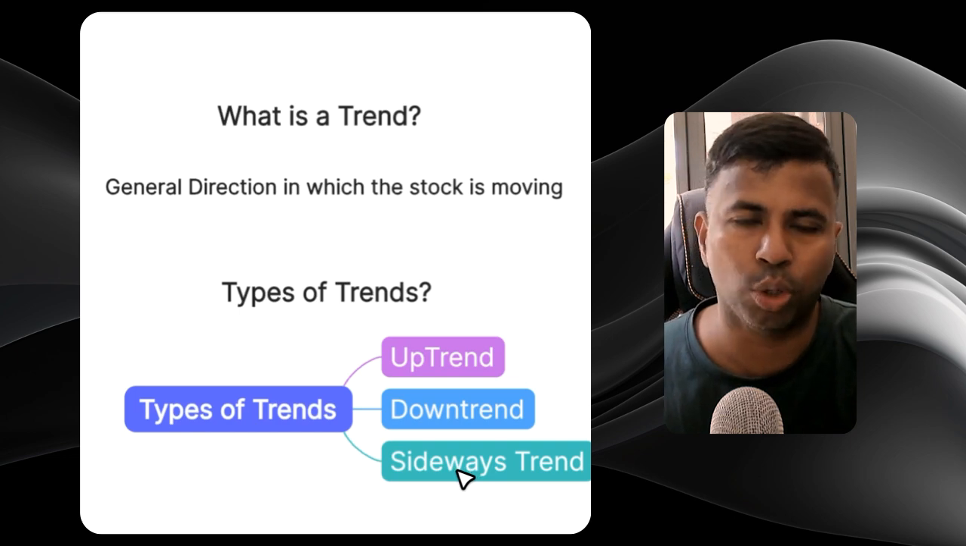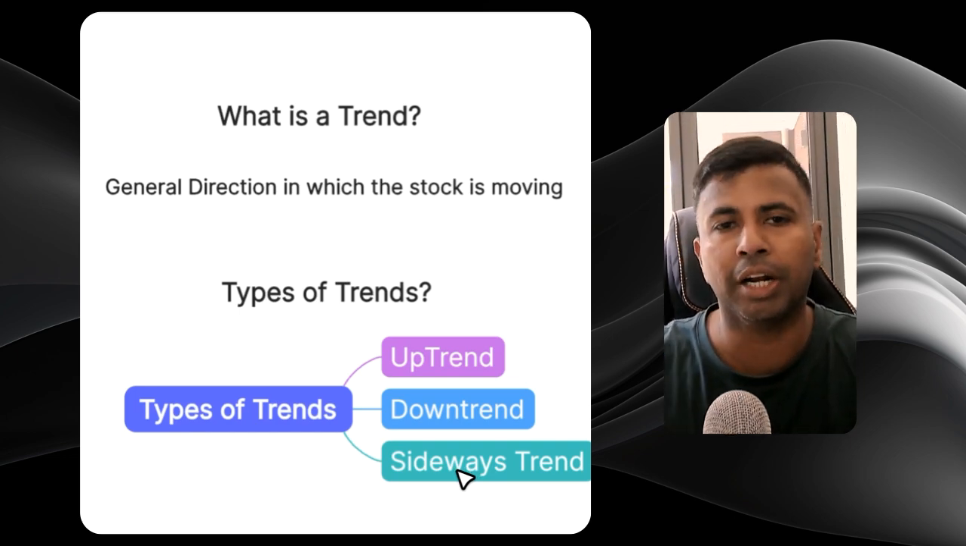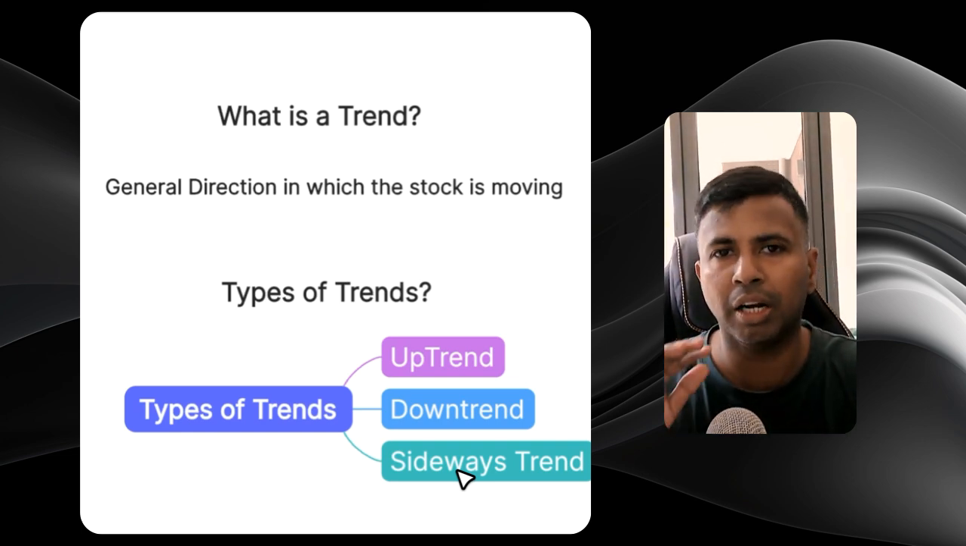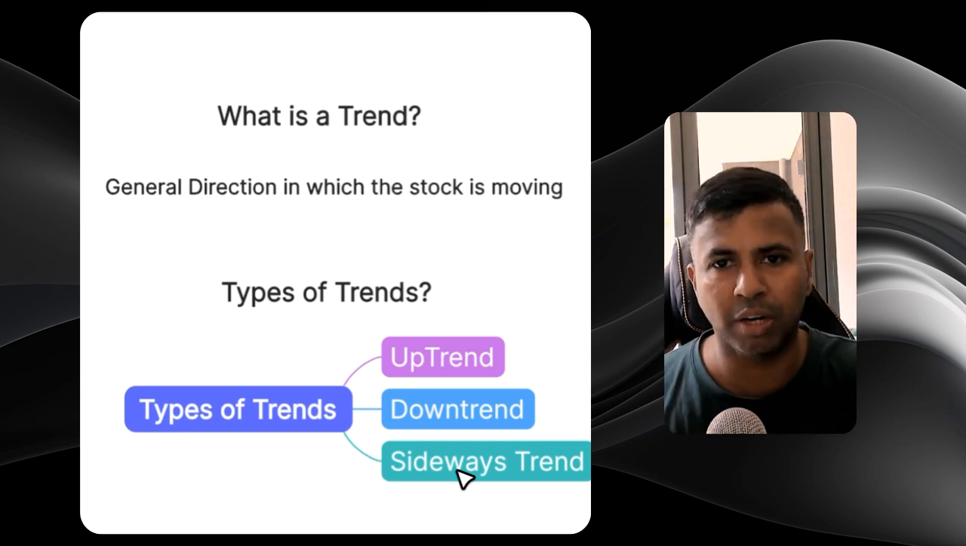That is, if the stock is strongly moving in the upward direction, it is in an uptrend, and if the stock is strongly moving in the downward direction, it is in a downtrend, and if the stock is moving in a narrow range, it means that it is in a sideways trend.